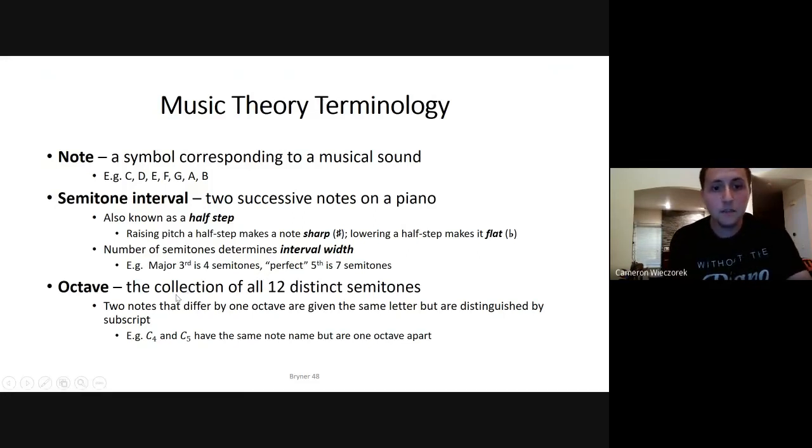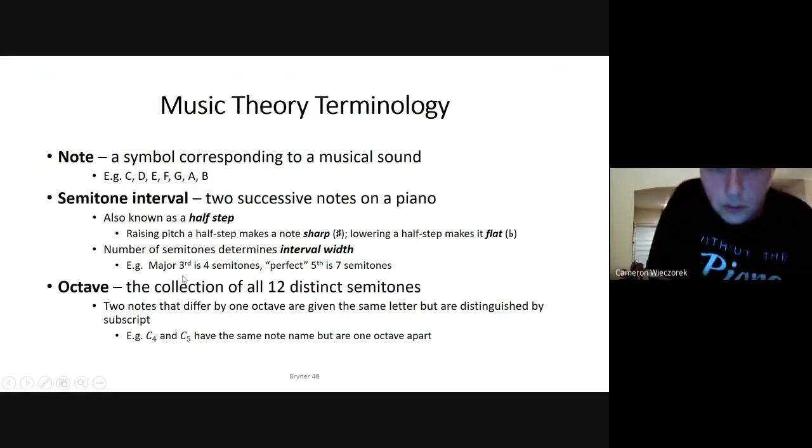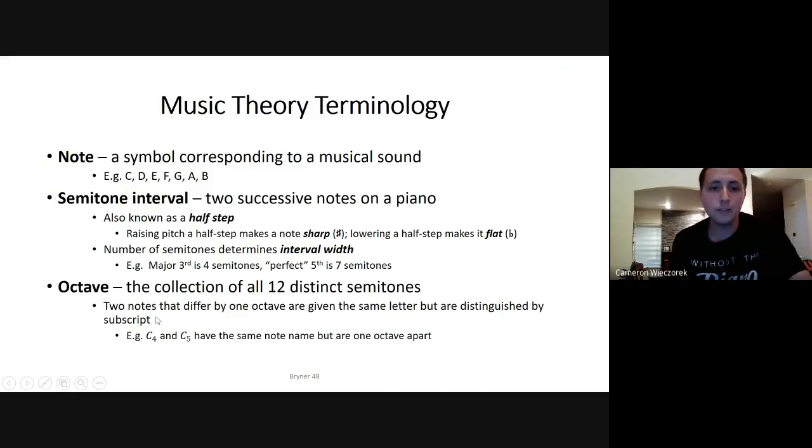An octave is what we call the collection of all 12 distinct semitones. So this is the point in a set of notes where things start to repeat themselves. They're just a little bit higher or a little bit lower. So for example, from C to C, it almost sounds like one pitch, but there's actually 2 notes being played, but they're both Cs. They're just 1 octave apart. They're 12 semitones apart. And 2 notes that differ by 1 octave are given the same letter, the same note name, but we use a subscript to distinguish what octave they are being played in.